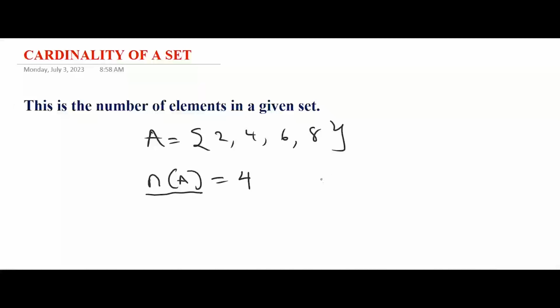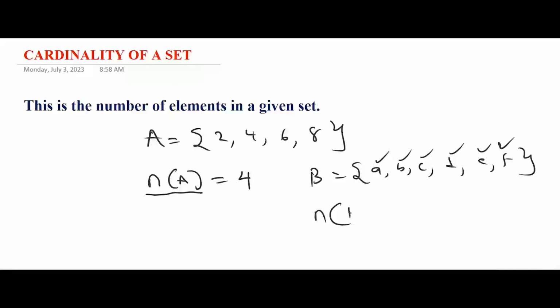If you have another one here, let's say set B equals A, B, C, D, E, F, so we have 6 elements. That means the cardinality of set B is equal to 6. That is the number of elements in set B. So that is the meaning of cardinality of a set. When you see this sign here, it means the cardinality of set B, the number of elements in set B.